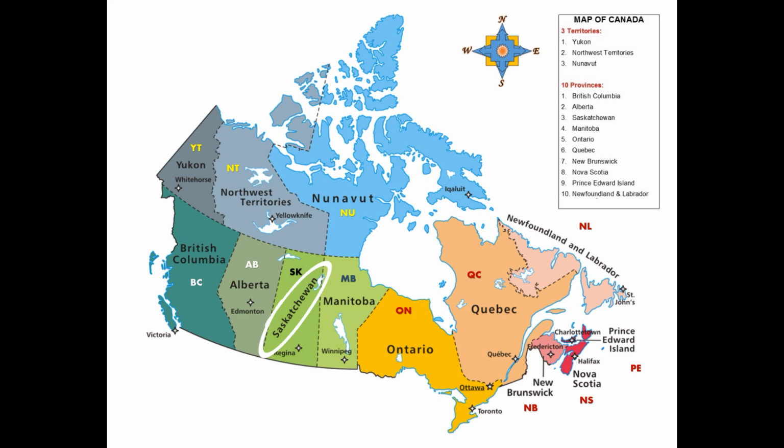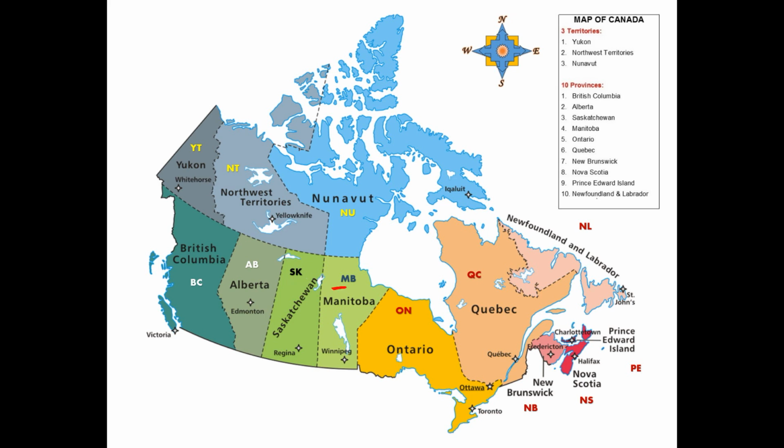Next, we have the province of Saskatchewan. Saskatchewan. And we have 4 syllables there, and the proper emphasis belongs on the second syllable, Saskatchewan. And of course, you can see on the map, the 2 letters corresponding to that are SK.